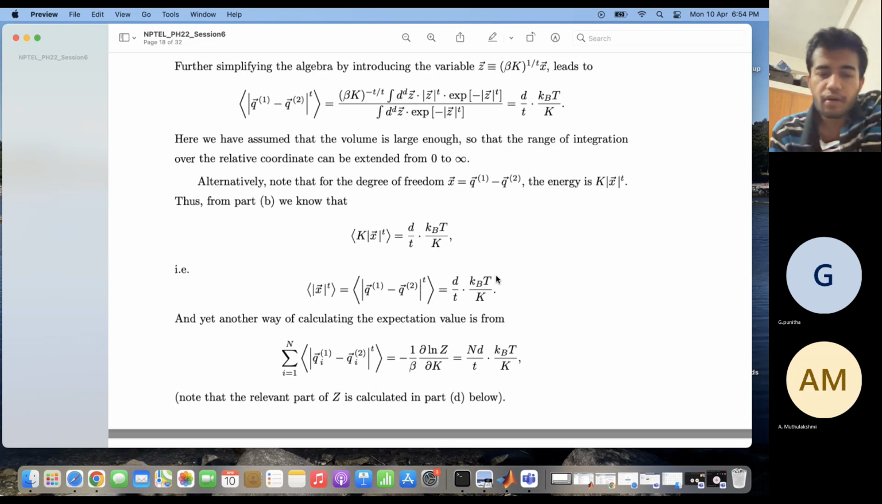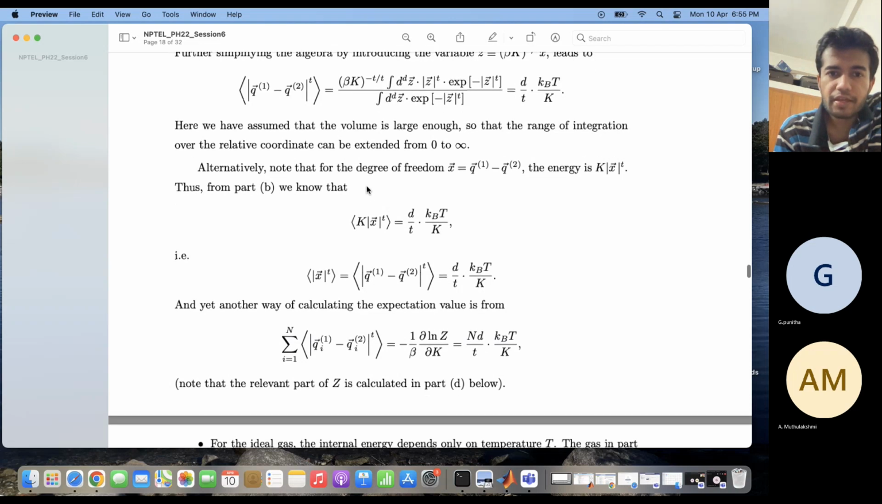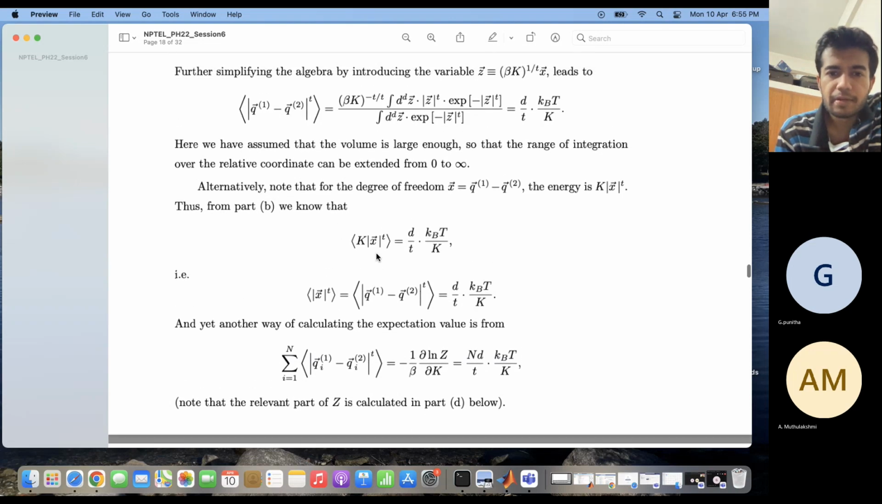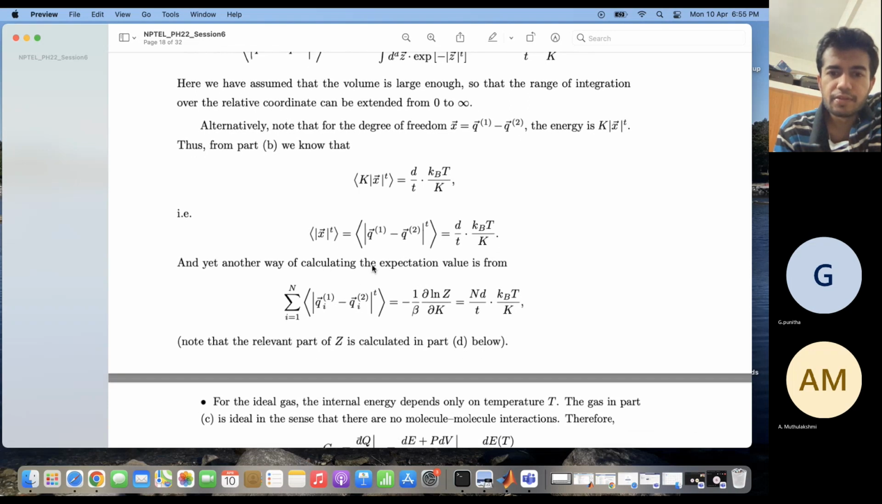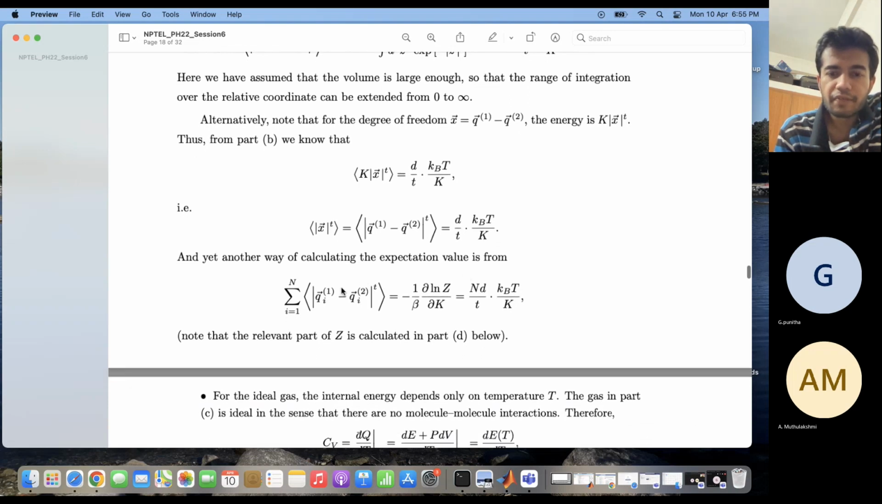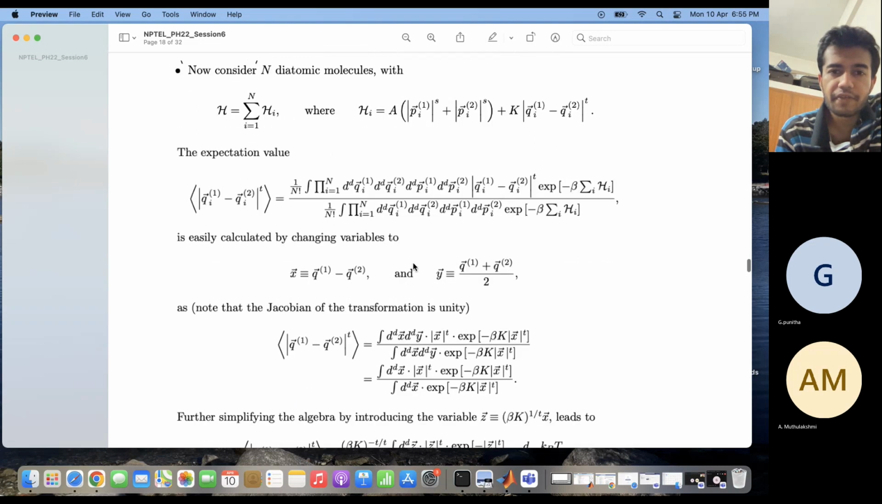So there is also another alternate way of doing this. Basically, this is the quantity over here. Therefore, this quantity becomes equal to k times the expectation of x_t, so this is equal to this quantity. Another way of calculating the expectation value of this quantity is to look at the partition function over here.